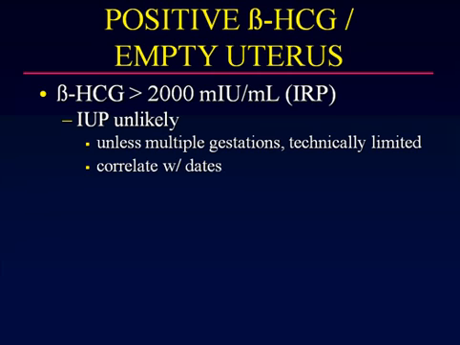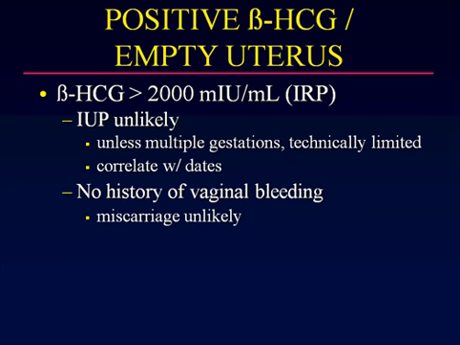And therefore, you need to correlate with the dates to make sure that you're not dealing with a very early intrauterine pregnancy with multiple gestations. Of course, patients with multiple gestations will have a higher beta-HCG level for any given gestational age. You also want to check for a history of vaginal bleeding, and if there is no history of vaginal bleeding, miscarriage is unlikely. So again, to reiterate, if your beta level is greater than 2,000, the uterus is empty, there's not significant risk for multiple gestations, you have a good exam, probably you're dealing with an ectopic pregnancy.